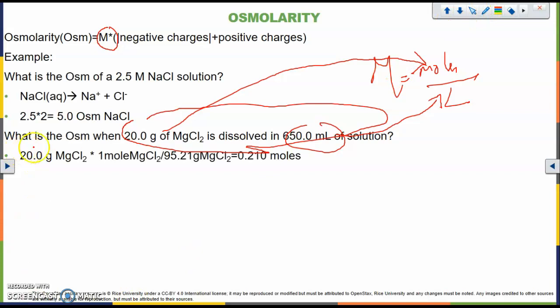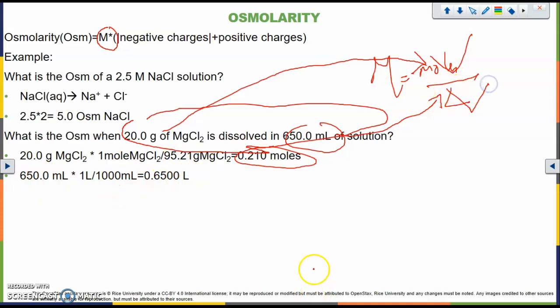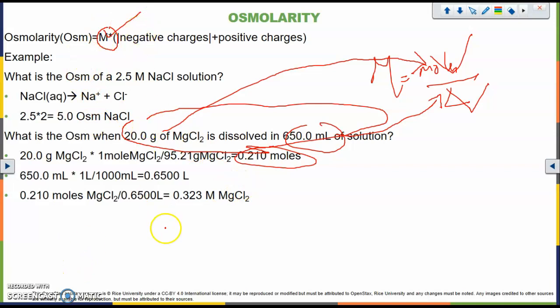All right, so first things first, convert 20 grams into moles, get that number, check. Convert this mils into liters, check. Do the division because it's moles over liter. This is the molarity, 0.323 molar magnesium chloride. That's fantastic. And now we have this, check. Now we need to multiply this by the number of charges in magnesium chloride.